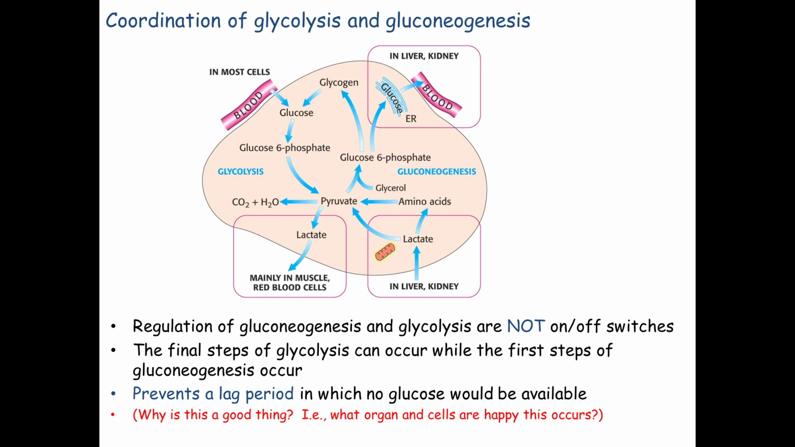And why is this a good thing? What organs and cells are happy that you can shift quickly? Well, things like the brain and red blood cells, because they need a continuous supply of glucose. If you have a lapse in it, if it's brain cells, you're going to pass out. Okay, we need a continuous supply of glucose.